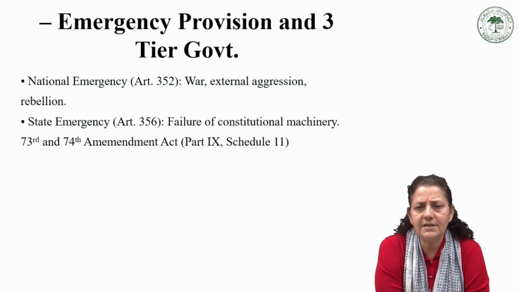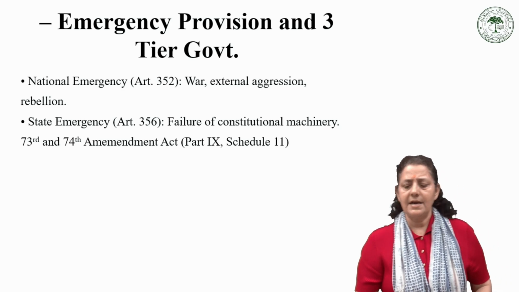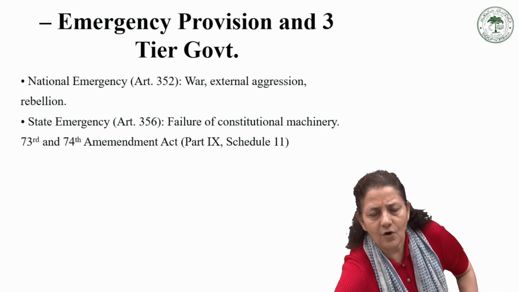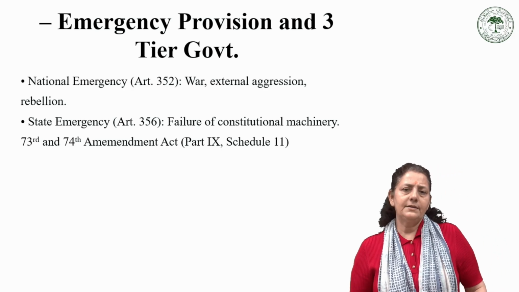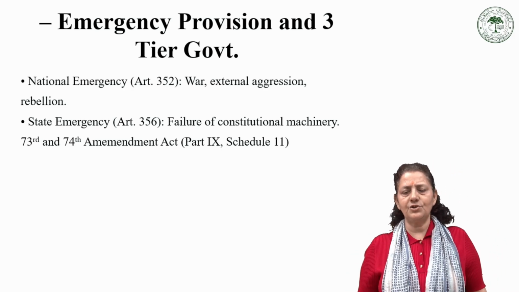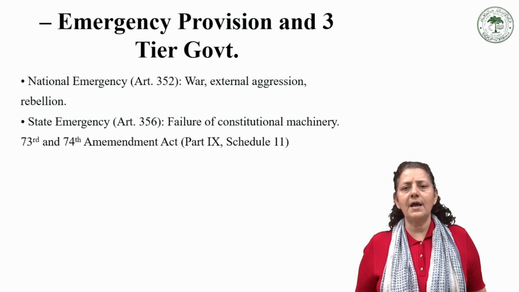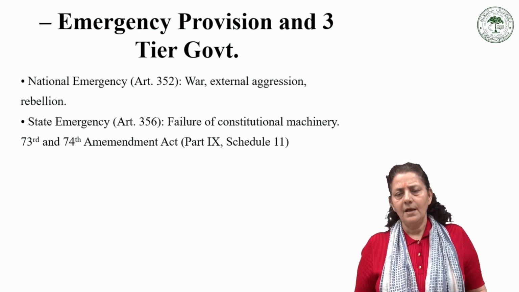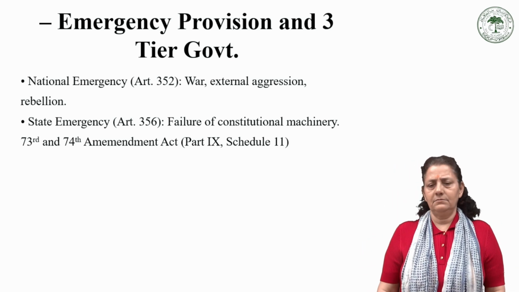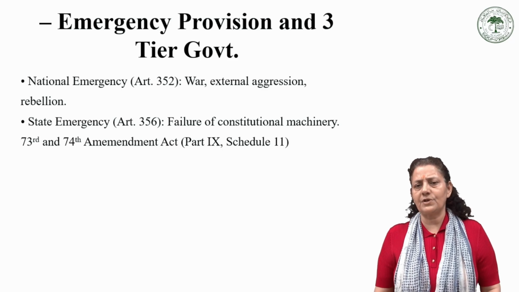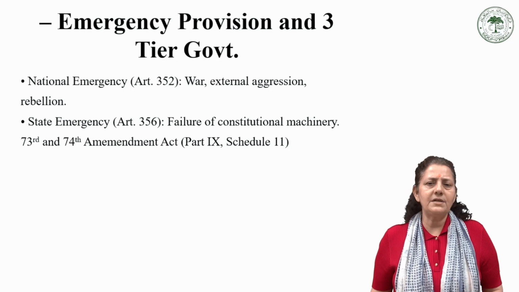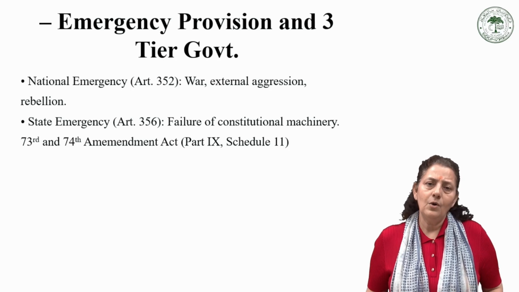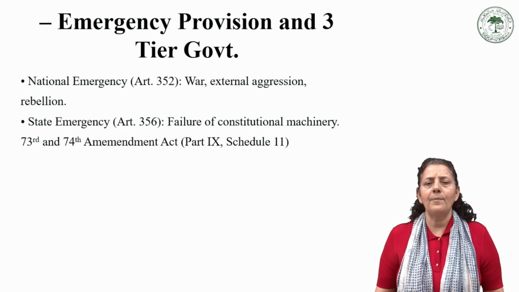Further, the 73rd and 74th Amendments, brought about in 1992, added a third tier of government, that is, panchayats and municipalities. This decentralized governance ensures grassroots democracy and participatory development. Later, the 97th Amendment, brought in 2011, granted constitutional recognition to cooperative societies, strengthening local self-government and collective economic action.